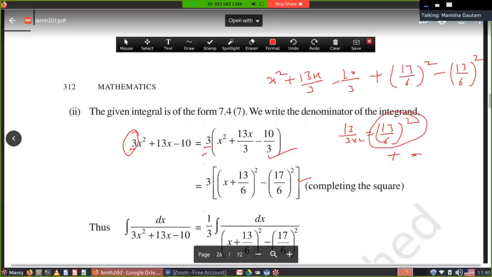Now you have to collect the terms. You will get x plus 13 upon 6 whole square. First, second, and this term you can collect. This becomes a plus b whole square. And collect these two terms and you will get 17 upon 6 square.